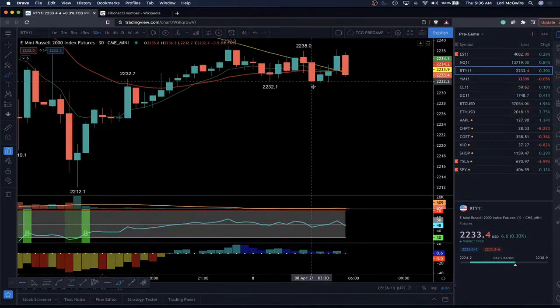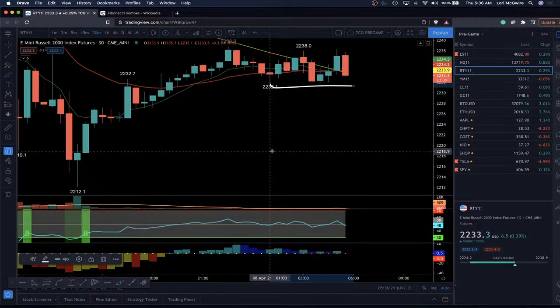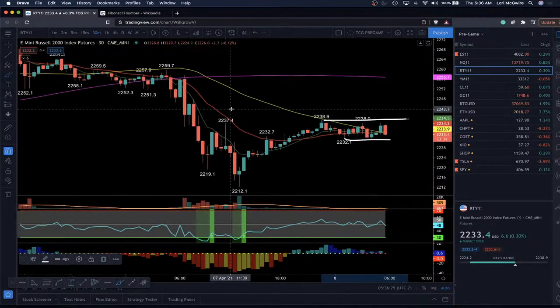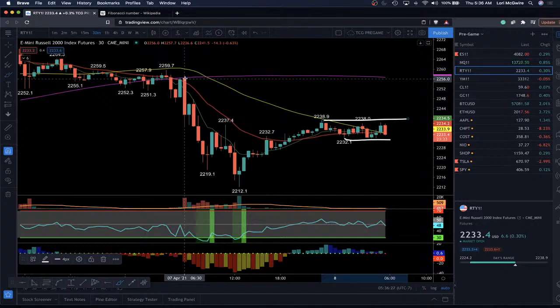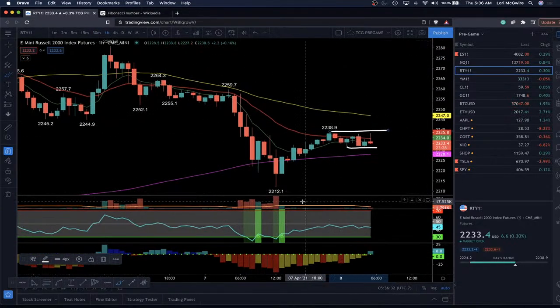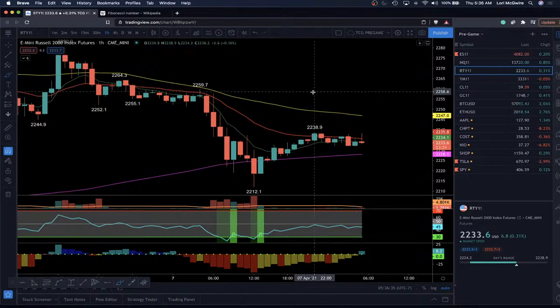So in shorter term time frame, RTY support 2232. We have a double bottom here, and then your next support is down at 2224. Resistance 2238. We have a double top here. Then your next resistance is up at 2257.70. We have an hourly downtrend right now in RTY. We called it yesterday. I hope you got part of that short.